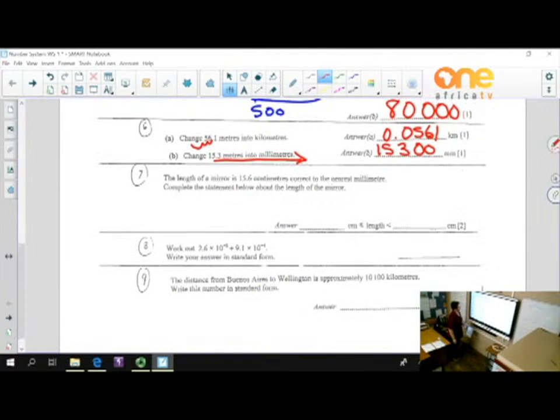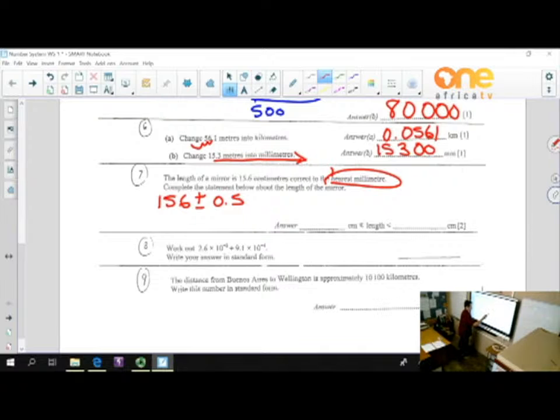Question 7. The length of a mirror is 15.6 centimeters, correct to the nearest millimeter. Now, when they work with different units, it's sometimes difficult. So I find it easier to first change this one now to millimeters. There's 10 millimeters in a centimeter. And then half of 1 millimeter is now plus or minus 0.5.